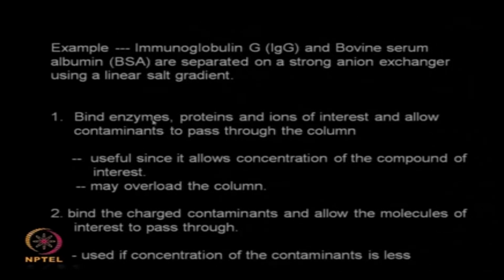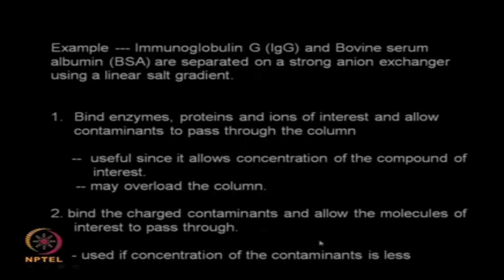So we can bind enzymes, proteins and ions of interest and allow contaminants to pass through the column. Whatever you need of interest will be held in the column, the rest will pass out. This is useful, it allows concentration of the compound of interest. But it may overload the column also, because the compound of interest keeps on binding to the stationary phase and after some time it will not be able to bind.